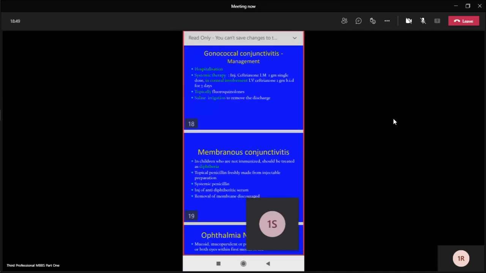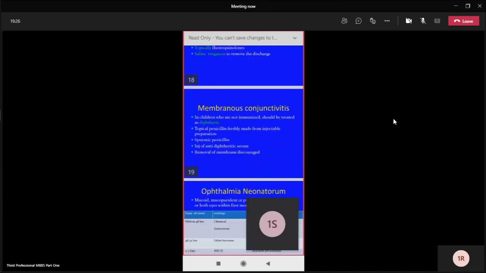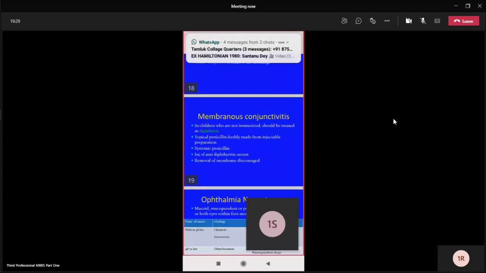Next is membranous conjunctivitis. Children who are not immunized against diphtheria should be treated as diphtheria. Topical penicillin is the drug of choice. We have to make a freshly prepared topical penicillin from injectable preparation. Sometimes systemic penicillin is also needed. Injection of antidiphtheric serum and removal of the membrane are discouraged. If you remove the membrane, it will cause severe bleeding.